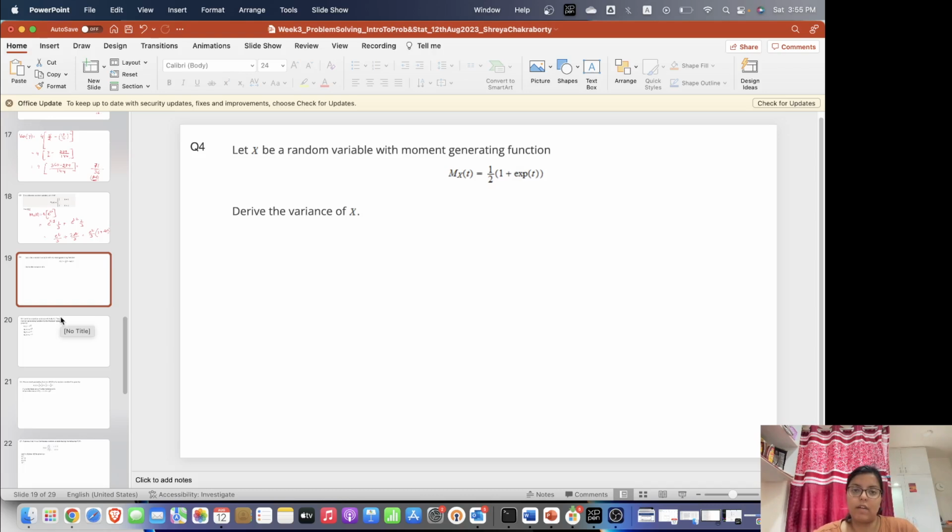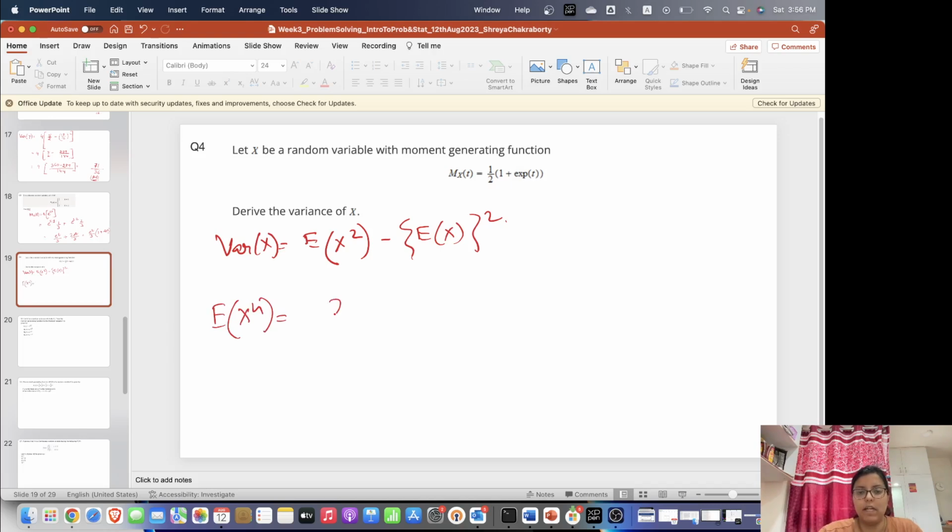So here we have a random variable with this moment generating function. Then we have to find the variance of x. Variance of x would be the expectation of x square minus the expectation of x whole square. Now we know the expectation of x to the power n will be d dt, n times, of the MGF, evaluated at t equal to 0.